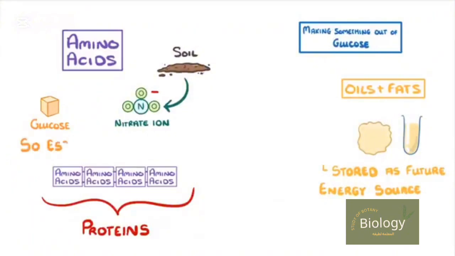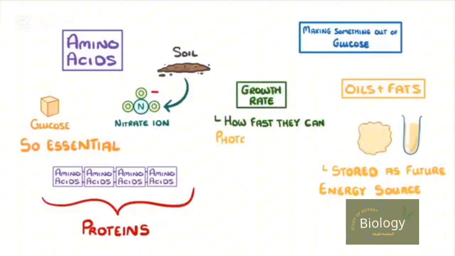Because glucose is so essential for plants, their growth rate is often dependent on how fast they can photosynthesize. So in the next video, we'll explore the factors that affect the rate of photosynthesis, which are light intensity, temperature, carbon dioxide concentration, and the amount of chlorophyll.